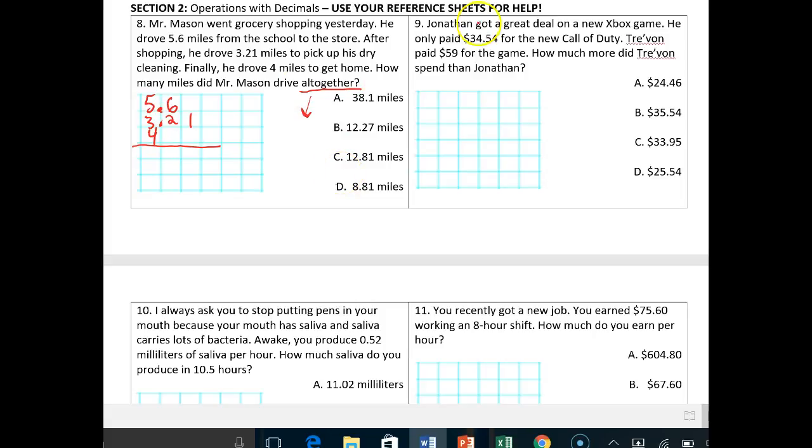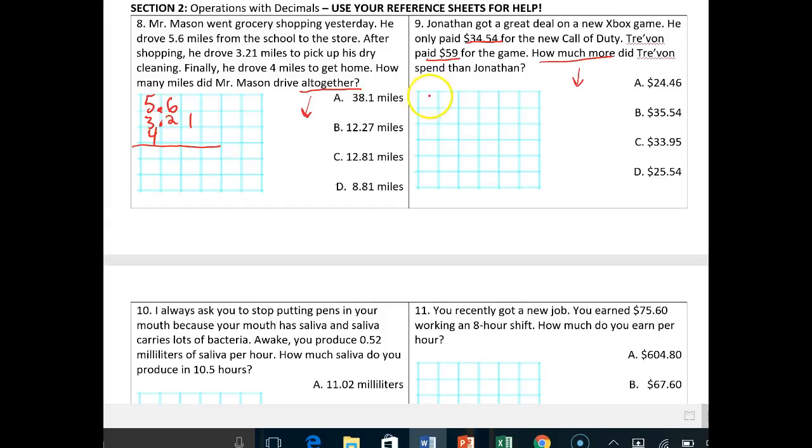Jonathan got a great deal on a new Xbox game. He only paid $34.54 for the new Call of Duty. Trayvon paid $59 for the game. How much more did Trayvon spend than Jonathan? So Trayvon paid $59. Jonathan paid $34.54. How much more is a keyword or phrase that should tell you to do some type of operation. Add, subtract, multiply, or divide.